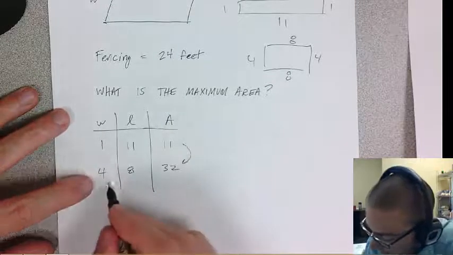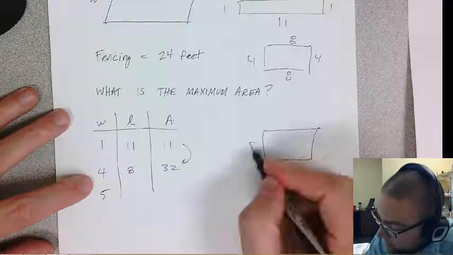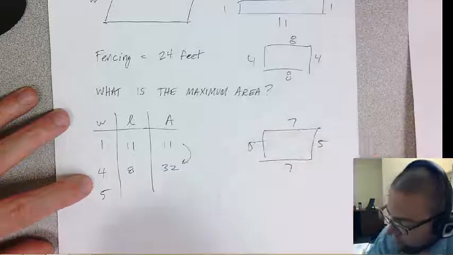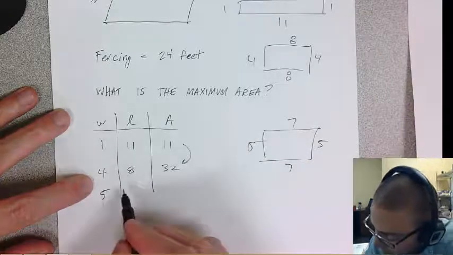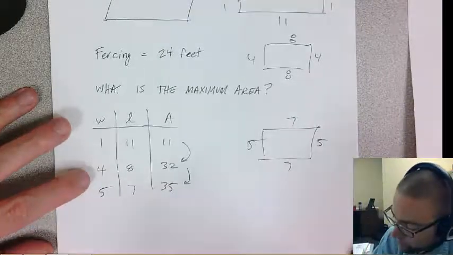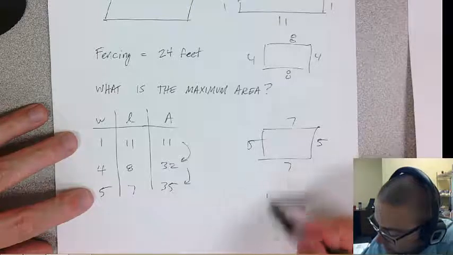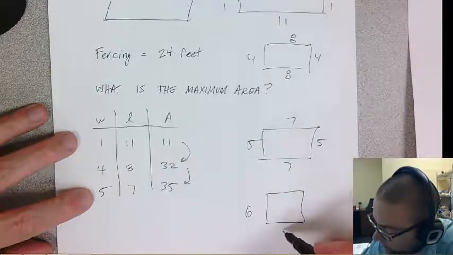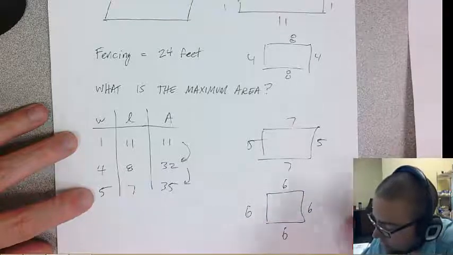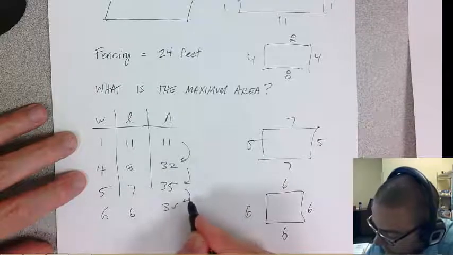So let's try going a little higher. How about 5? So if I have 5 and 5, that's 10, and I need 14 more, so that would be 7 and 7. Okay, so that would be 5 times 7 is 35, so even bigger still, right? What about, let's try 6, right? 6 and 6 and 6 and 6, that makes 24, right? So 6 times 6 is 36, so even bigger.